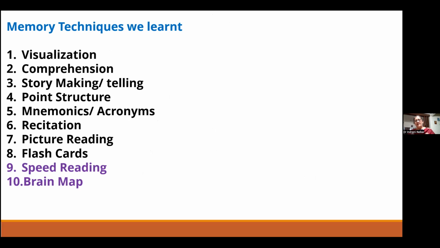So we learned about 10 different memory techniques: the visualization, comprehension, story making or storytelling, from the point structure, mnemonics or acronyms, recitation, picture reading, flashcards for spellings or flashcards for definitions, speed reading and brain map. Speed reading and brain map or point structure, these 3 things are common to every kind of learning you do. So now let's have understanding about which technique is useful for which of the required study things.